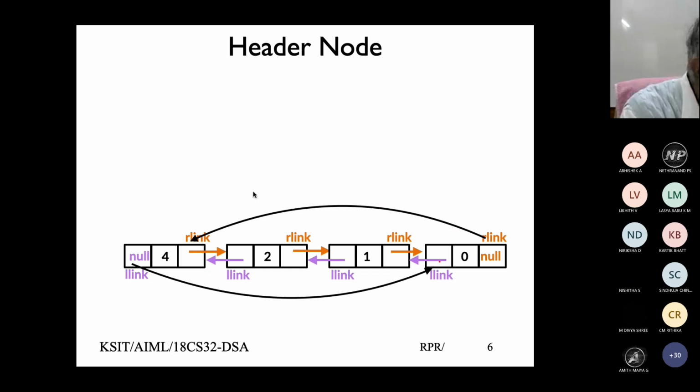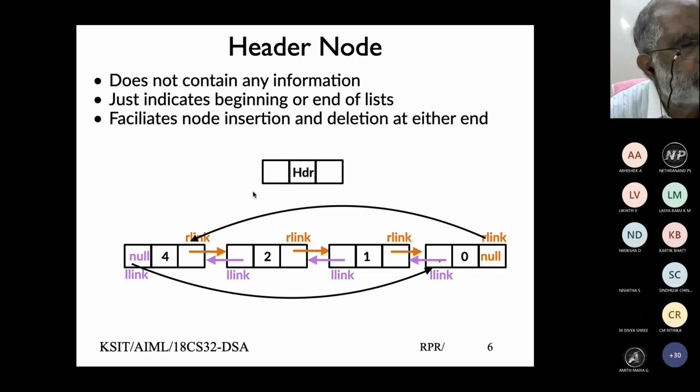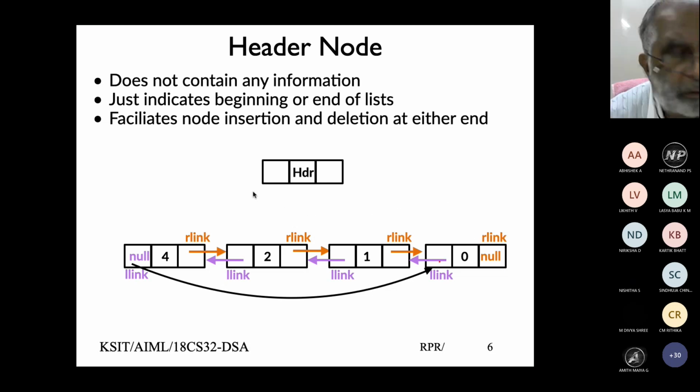So we define the notion of what is called a header node. A header node would have two links, a left link and a right link. The header node does not contain any information. It just indicates the beginning of the list or the end of the list, depending on how you look at it. So you start from the header, traverse, and come back to the header, and you know that you have traversed the list.